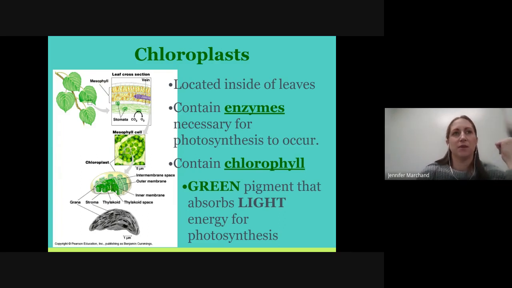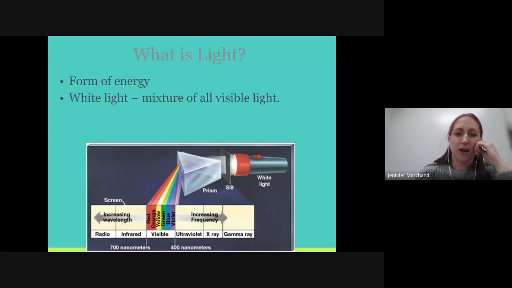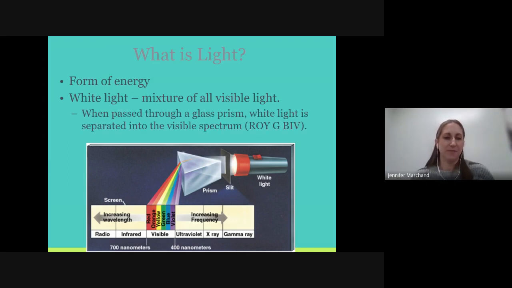So where is a plant going to get its energy from? It's going to get its energy from light, and the biggest thing we think of is the sun. Our biggest light source is the sun. All right, so what is light? Light is a form of energy. White light is just a mixture of all the visible light that we can see. When it's passed through a glass prism, you might have learned about this in some of your earlier science classes.